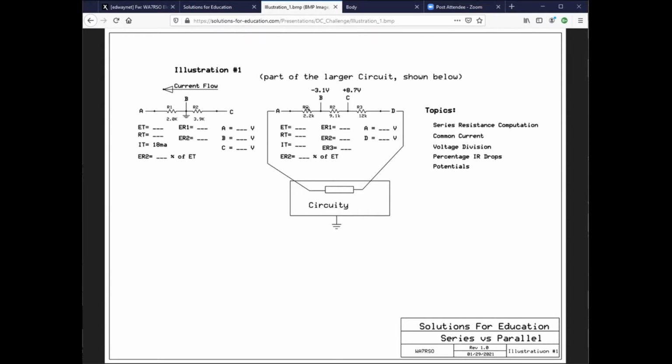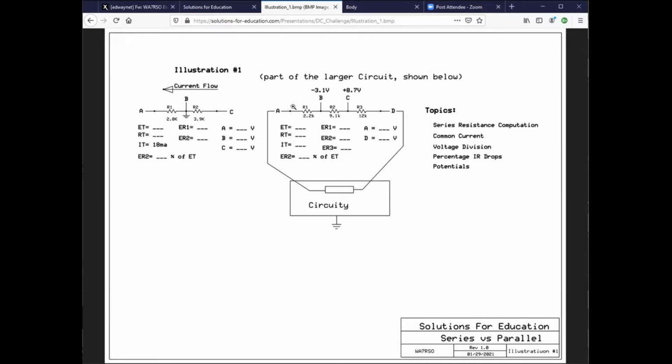So why is this important? Well, because I'm trying to point out to them that this could be a negative voltage and this could be a positive voltage. Now we're talking potentials. We're not just talking about IR drops, we're talking about potentials.